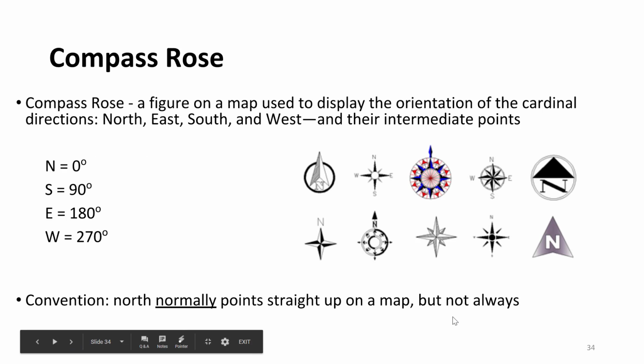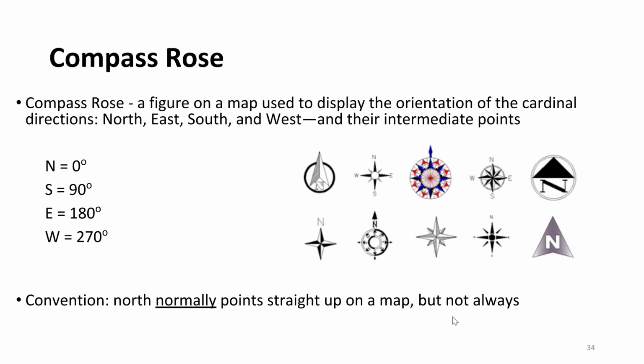Our next essential map element is a compass rose. A compass rose is a figure on a map used to display the orientation of the cardinal directions, so north, south, east, and west, and their intermediate points. North normally points straight up on a map, but this doesn't always necessarily have to be the case. And within QGIS or any sort of GIS software, you have a great array of north arrows to choose from.